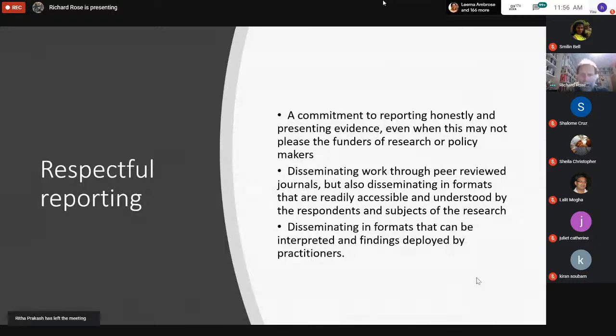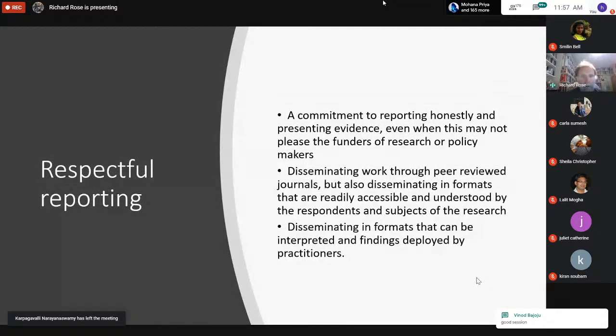But actually, as researchers, we need to be respectful of the people in formats that are easily accessed, easily understood by the subjects of research. Taking the time, for instance, to write for magazines as well as for academic journals. Now, I have to say some of my academic colleagues cringe at the idea that we would report in a newsletter. We want to get this information to as wide an audience as possible. Disseminating in formats that can be interpreted. Going back to the field and talking to people. Several of the projects I've worked in have been with people who would not be able to read an academic paper. They wouldn't be able to read a research report.